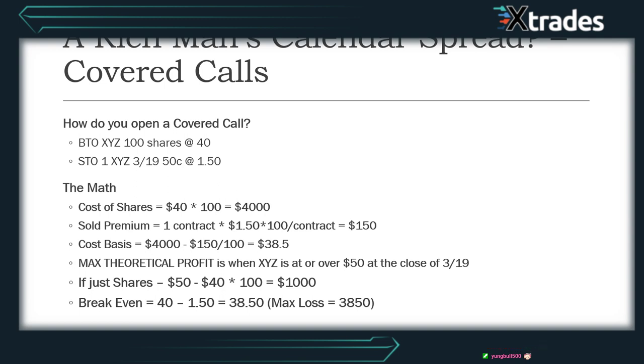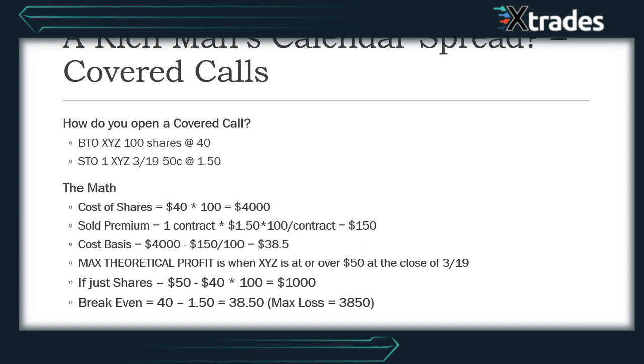I think I accidentally deleted a line here. But the max theoretical profit would be 50 minus 40 equals 10. 10 times 100 is $1,000, which is what it says if just shares, right? That's your max profit if it was just shares and it hit $50. And then you would collect the additional $150 on top of that. So that means your max gain would be $1,150, which is more than 25%. Now, your break even.